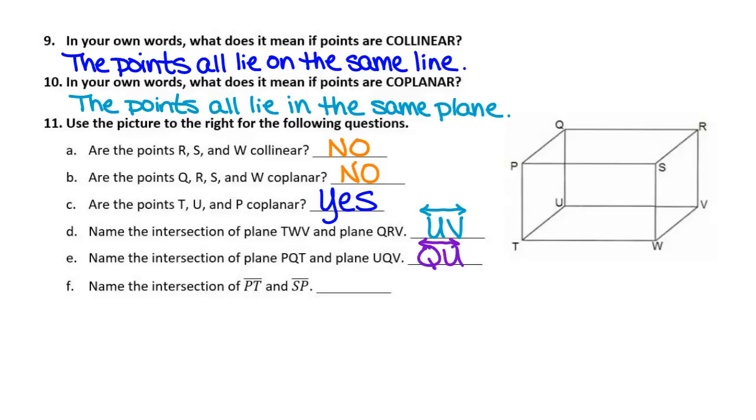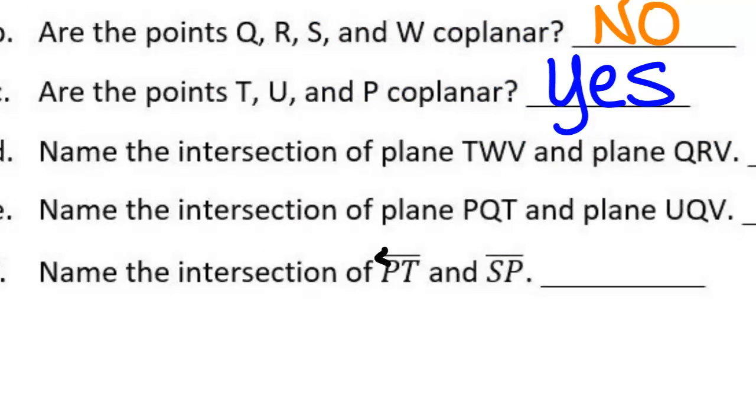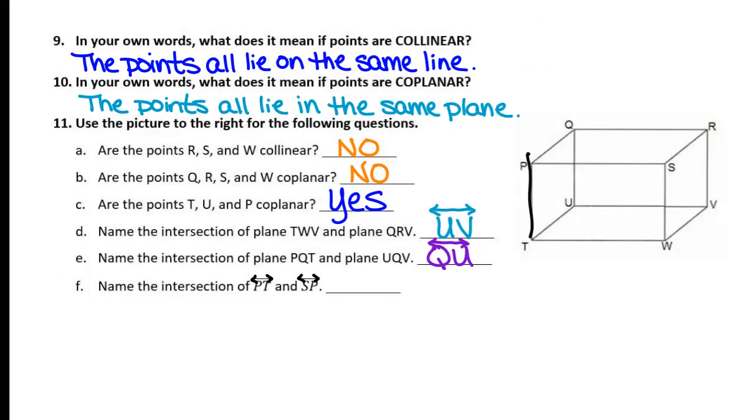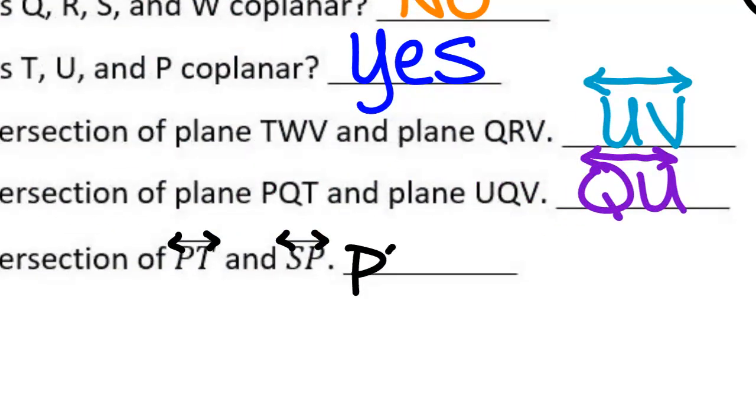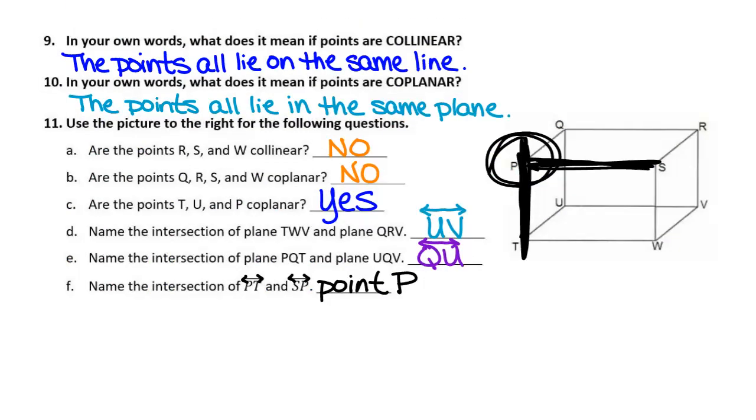Name the intersection of line PT. Line PT is this one right here. And line SP, this one right here. Where do those meet? At P. So we're going to call this point P. Nicely done. Very nicely done.